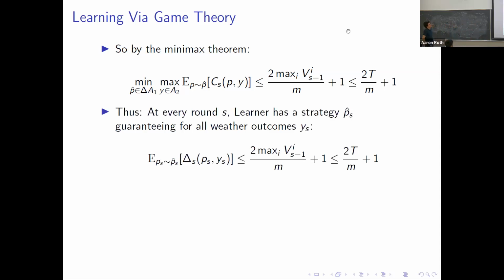And so in particular, we don't know what it is yet. This was a non-constructive argument. But we know that at every round S, the learner actually does have some strategy, P of S, the min-max value of the game we defined at round S, that guarantees that no matter what God decides to do today, whether God's going to make it rain or not, the increase in our calibration loss in expectation over our own randomness will be small.